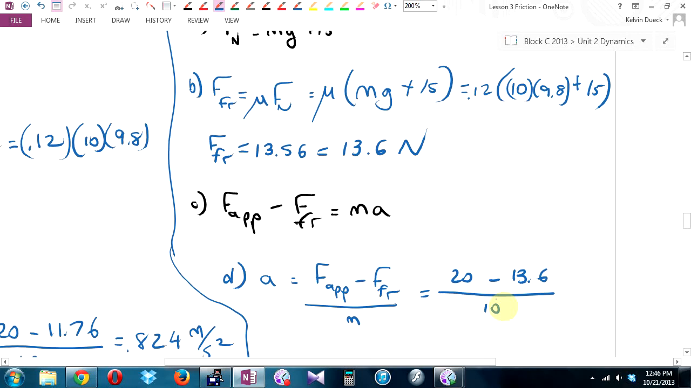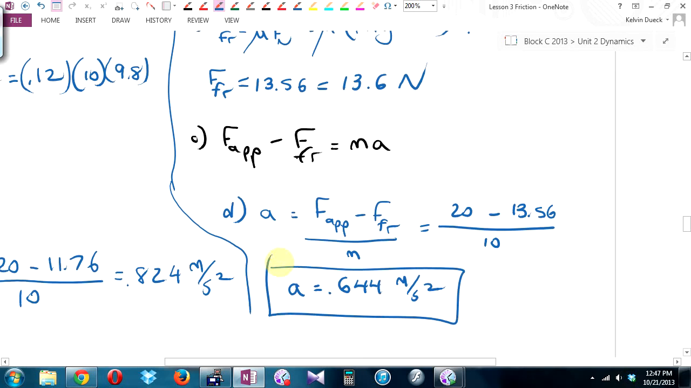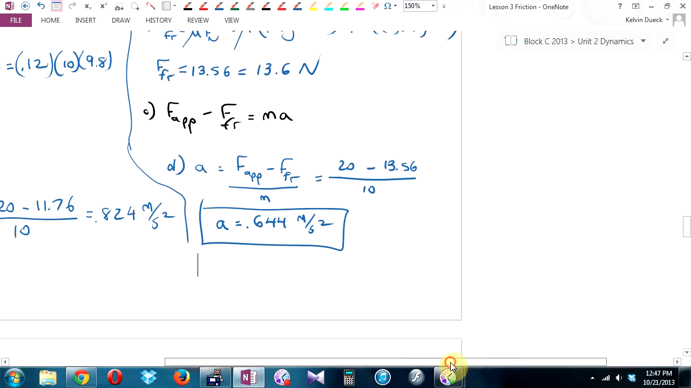0.64, double check me. Oh, no, it's 13.56, Mr. Dueck. So 20 take away 13.56, I can be more accurate. That's going to be 7, 6.5, 6.44, 0.644. That was kind of cool. Turn the page, or next page over.